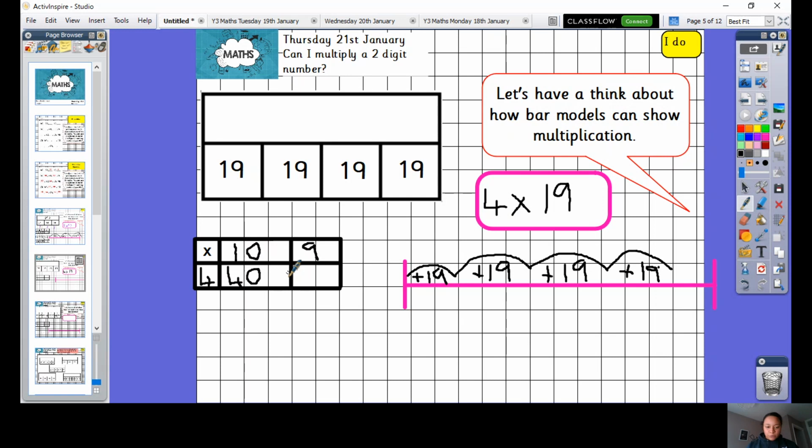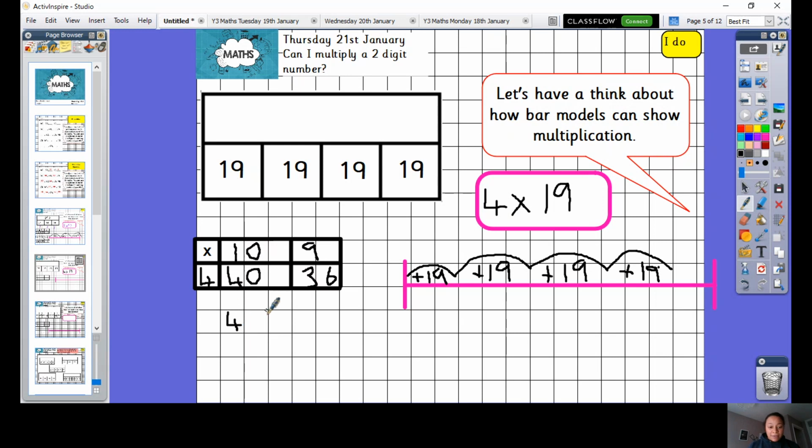Now I've been working on those 4 times tables. I know that 9 times 4 is going to give me 36. Okay, now for this one, you might not need to do a sandwich method. You might find that actually you can add these up, no problem. If you need to do a sandwich method, of course, go for it.